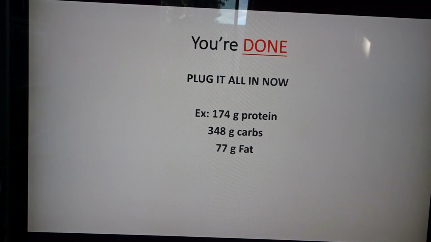You get the 174 grams of protein, that's my body weight. 174 times 2, and that's how I get the carbs, 348. And the formula we did earlier is how I got the fat. So you're pretty much done now.